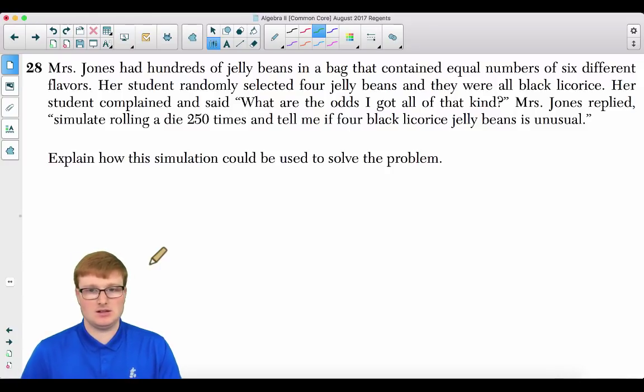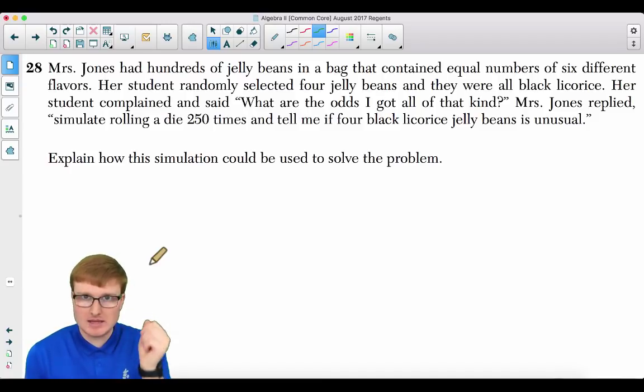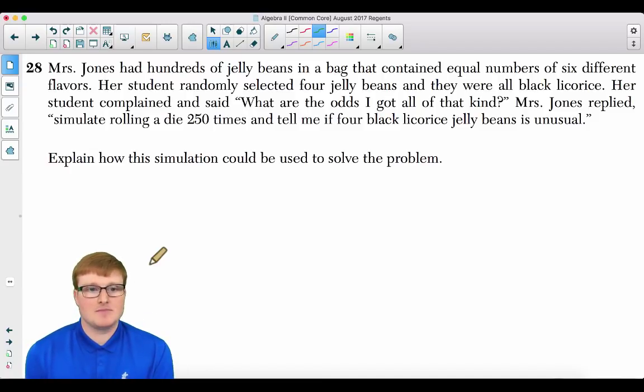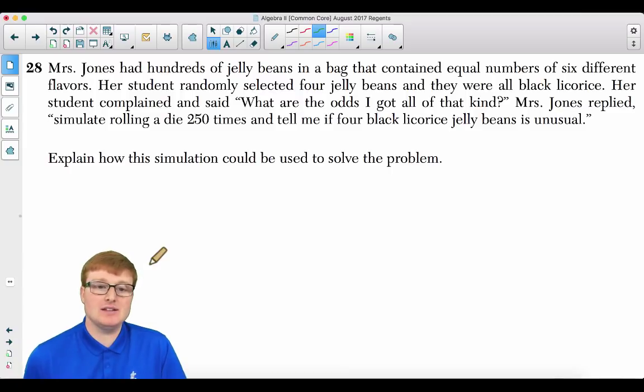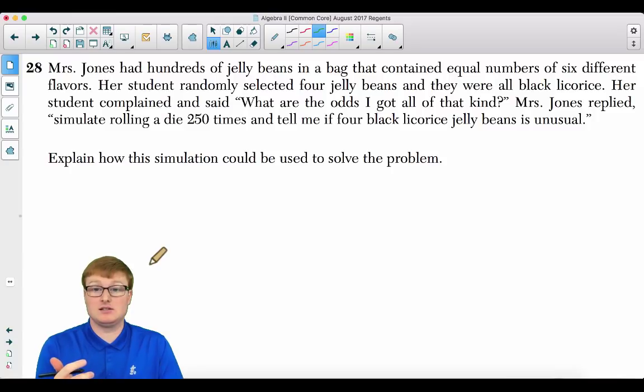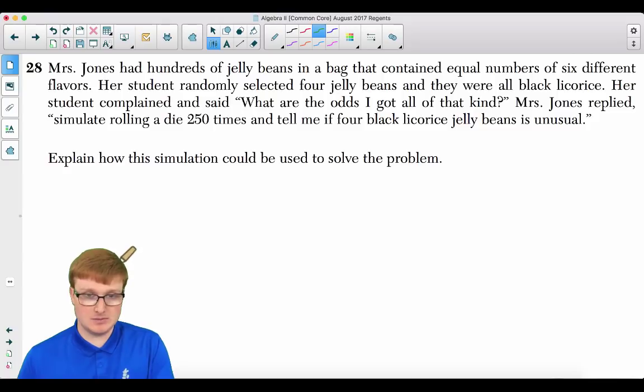Well, okay, hold on one second. Let me read this again because I do know what it's asking, but it just sounds weird. So Mrs. Jones has hundreds of jelly beans in a bag. The student selected 4 jelly beans out of the bag, and they were all black. Okay, she complained, why would I get all 4 that are black and not other colors? And Mrs. Jones replied, all right, take a die, a rolling cube, and roll it 250 times, and tell her if you get 4 black, and tell her that getting whatever number is unusual. So explain how this simulation could be used to solve the problem.